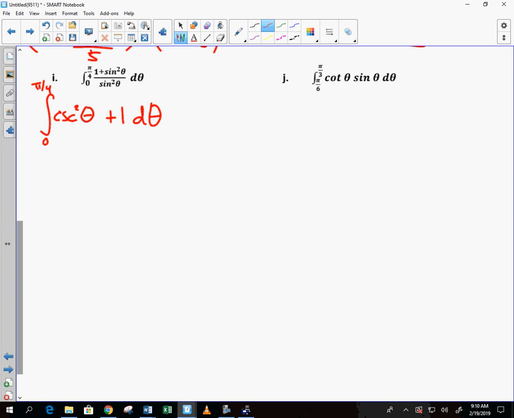What do you take the derivative of to get negative cosecant squared? Cotangent. So what do you take the derivative of to get positive cosecant squared? Negative cotangent. So the antiderivative is negative cotangent of theta. What's the antiderivative of 1? Theta. Evaluate it at pi over 4 and evaluate it at 0.